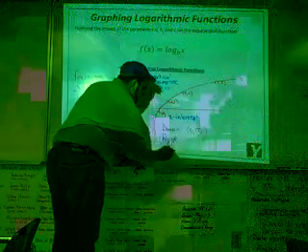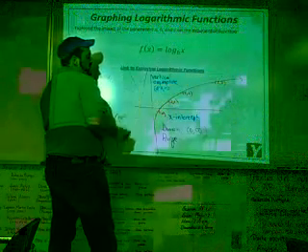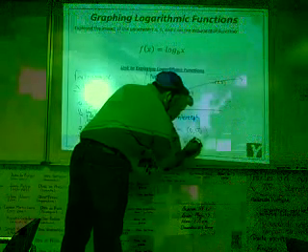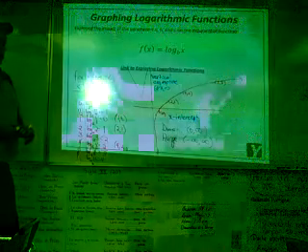If I want to look at the range, well, my graph continues to increase as I go to the right. It continues to decrease as I get closer to x equals 0. The range is going to be negative infinity to infinity. Done. Piece of cake.